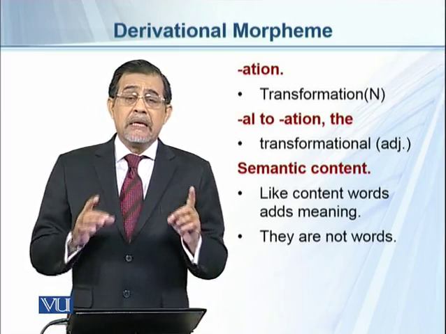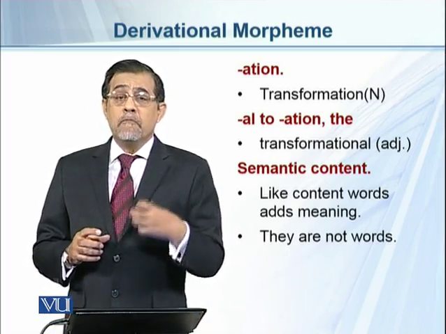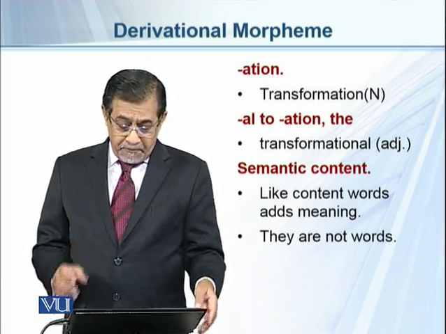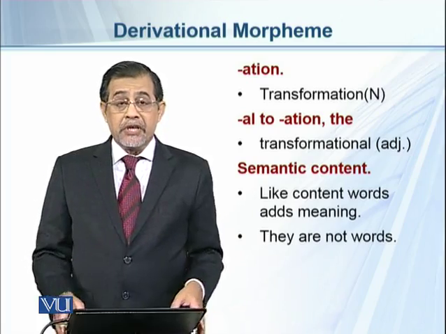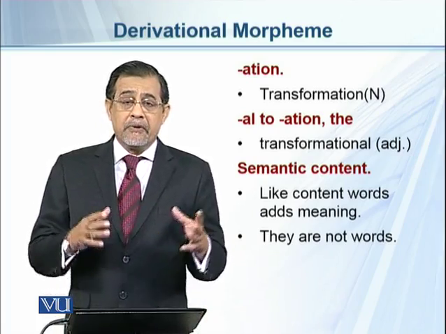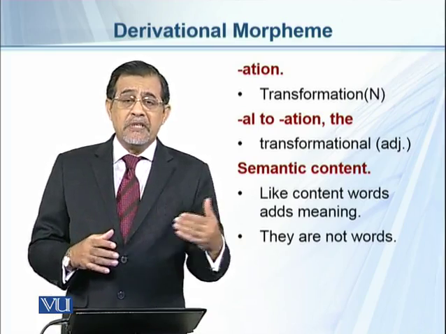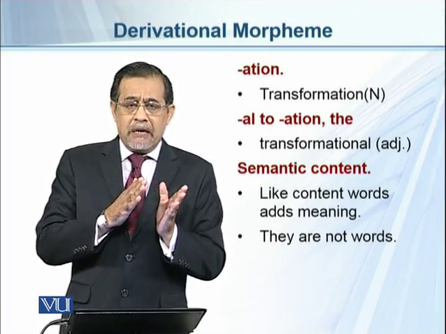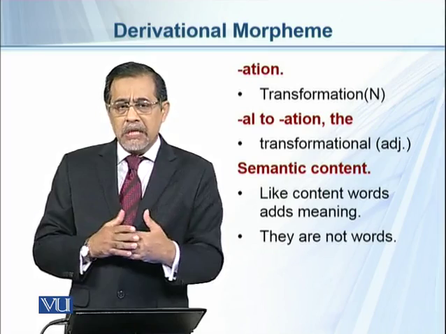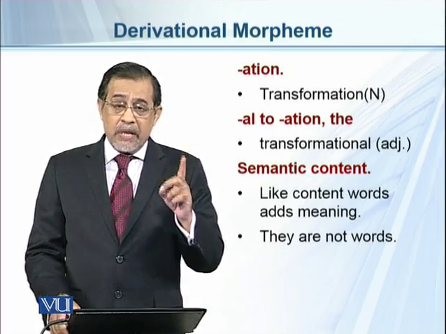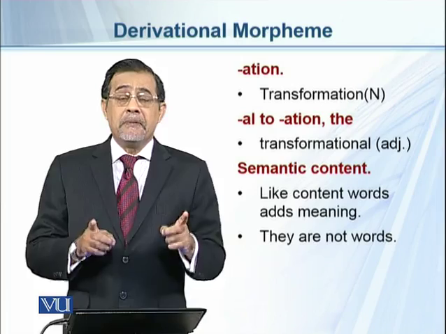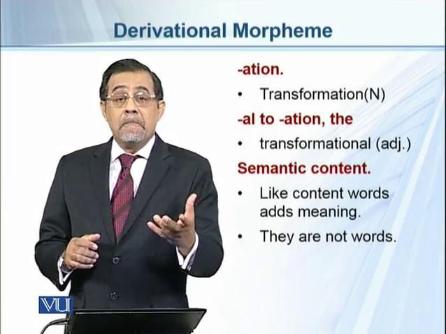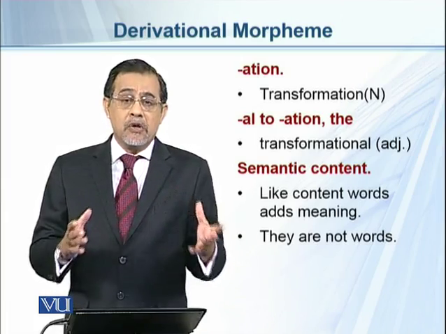Semantic content. Remember that derivational morphemes have more semantic content than the inflectional morphemes. Like content words, they add some meaning to the word. For example, we have open and we say reopen. So re means again, open again. So the prefix has added some meaning to the word. But one thing we must remember, that derivational morphemes are not words. They are not independent. They are examples of bound morphemes which cannot stand alone as words.